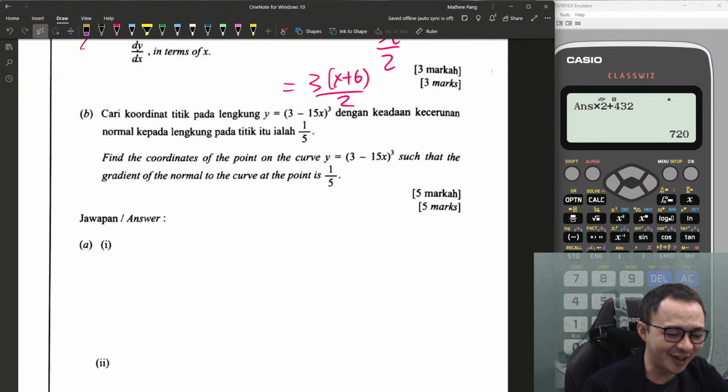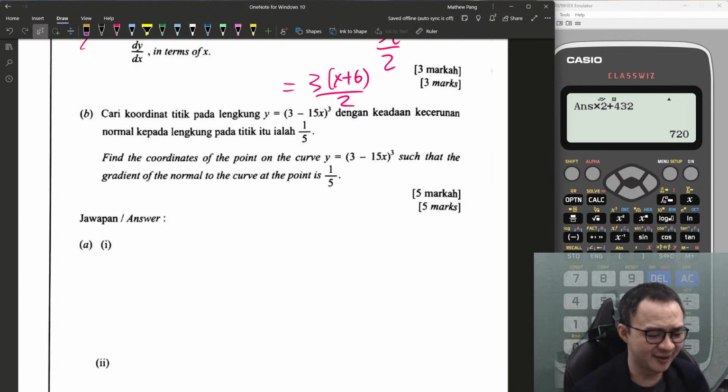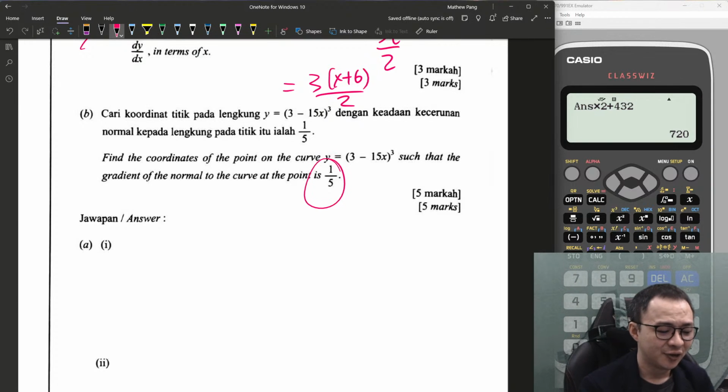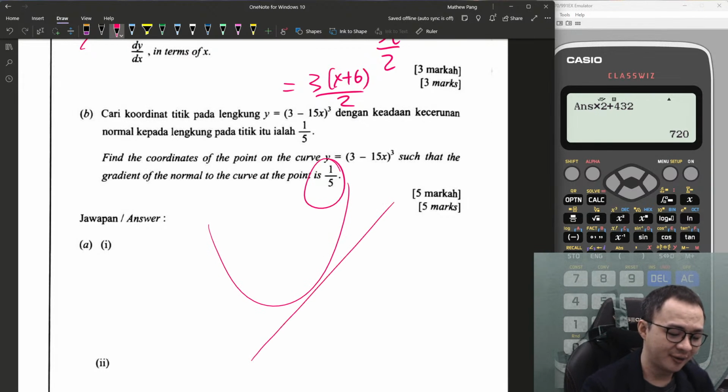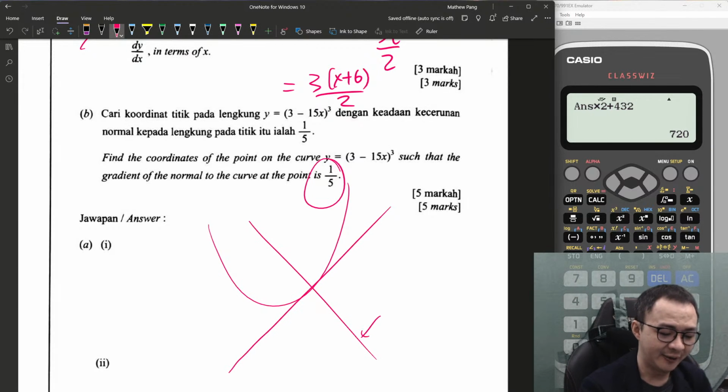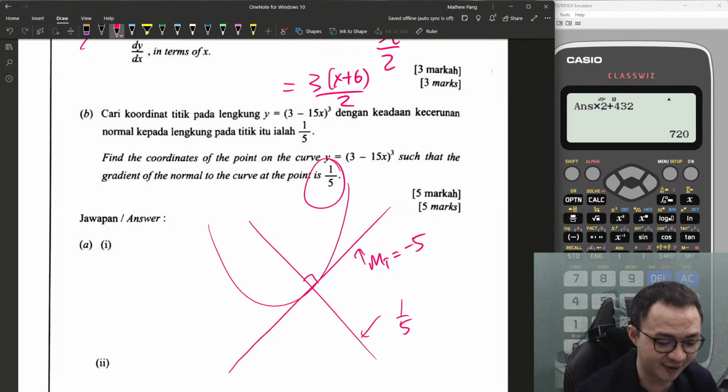Okay, then find the coordinate of the point on the curve such that the gradient of the normal to the curve is 1 over 5. So we know there's a curve here, and then we have a tangent line. Then we have a normal line. This normal is 1 over 5. Then tangent will be negative 5, right? Because they are 90 degrees, right? M1 M2 equals negative 1. So you will get gradient of tangent is negative 5.